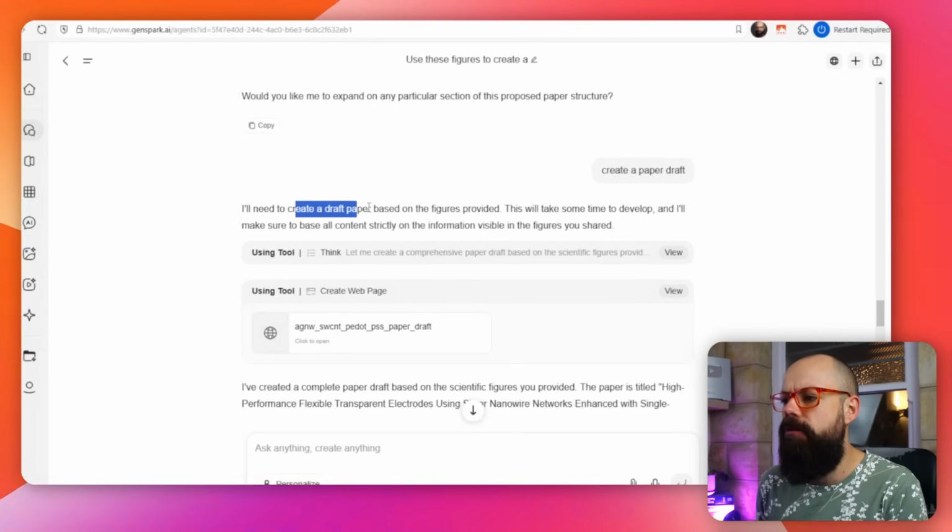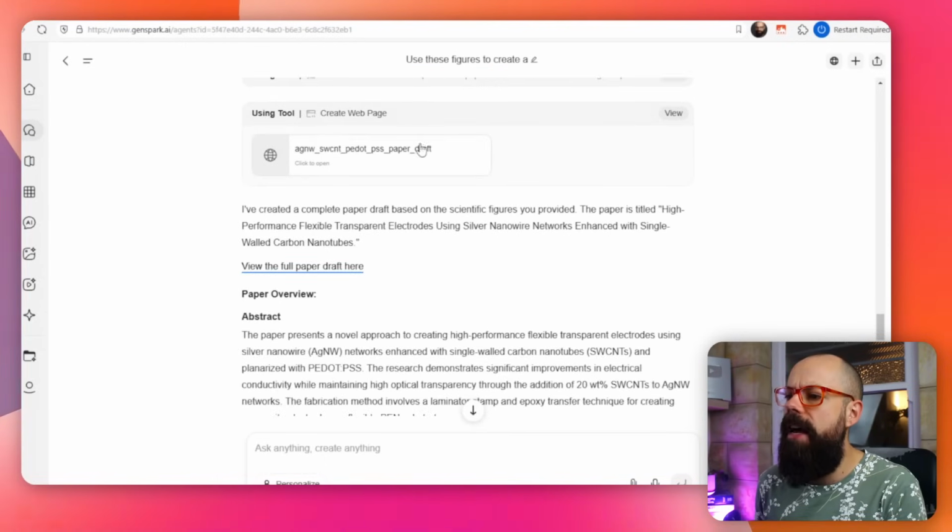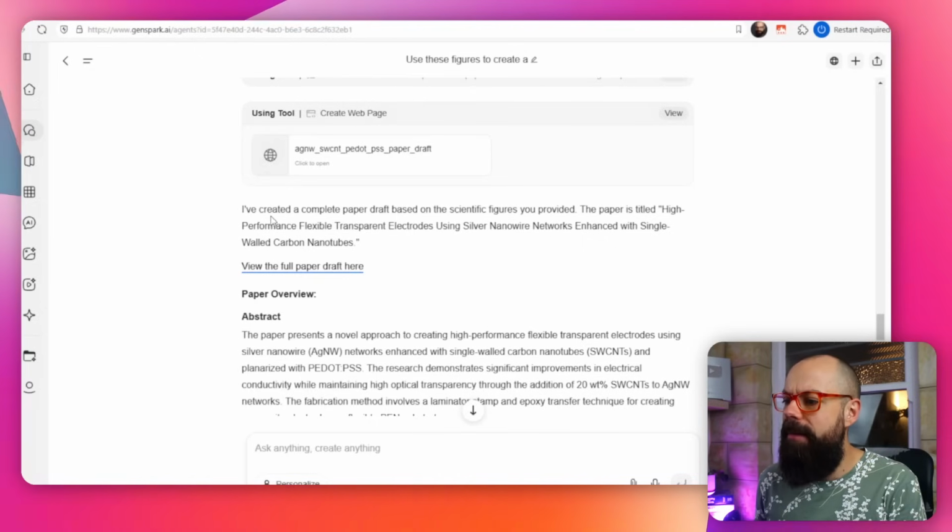Okay, I'll need to create a paper draft based on the figures provided. It went away. It did it for like, I don't know, 20 minutes. You can go and relax. You come back and you end up with something like this. I've created a complete paper draft, and GenSpark at the moment, as this video is released, I think is the best tool for doing a full paper draft, and you'll see what I mean right now.